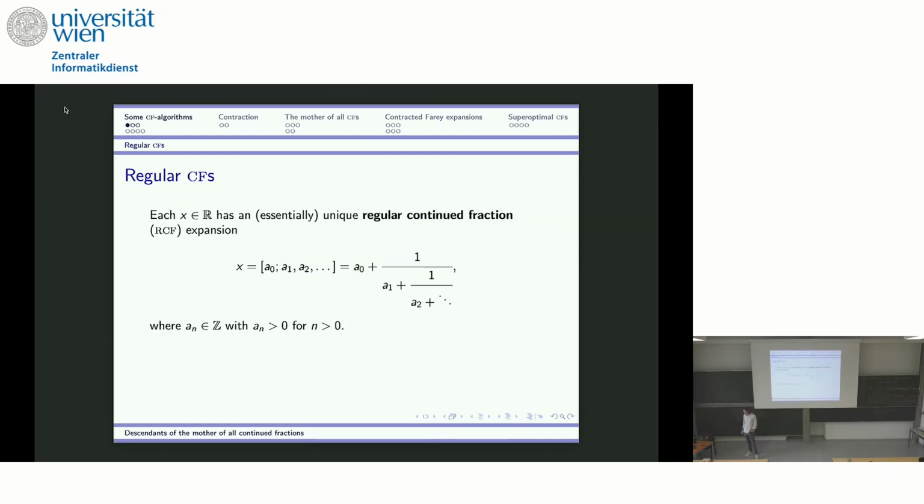So to start, we've seen regular continued fractions in previous talks. So this is mostly the set notation. Each x in the real numbers has essentially a unique regular continued fraction expansion, which we'll denote by a0, a1, a2, etc. Each of these partial quotients an is an integer, and we're assuming that they're positive for indices greater than 0. And we'll denote the regular continued fraction convergents by Pn over Qn. This is the rational number that you get when you stop this expansion after n digits.